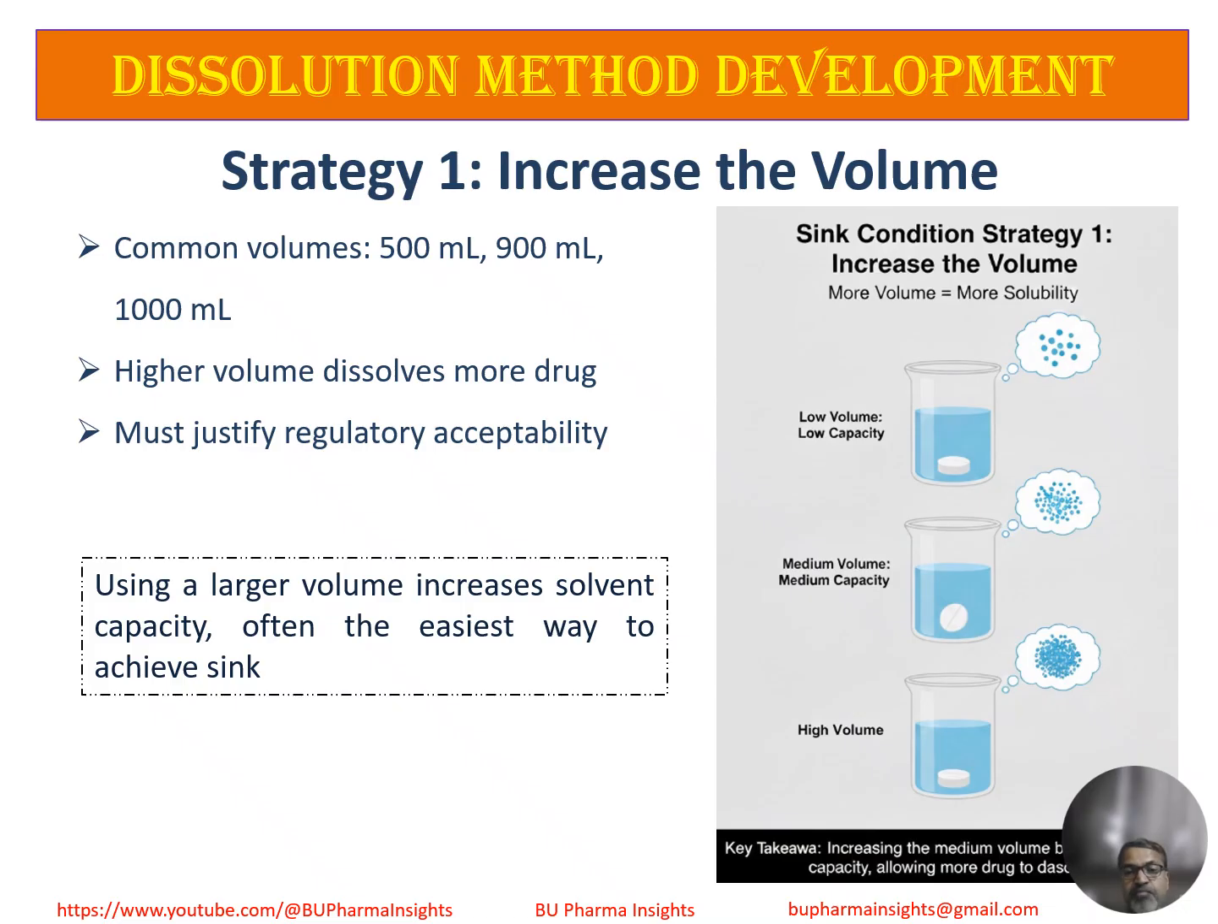Increasing the medium volume is often the simplest way to achieve sink conditions. Common volumes include 500 ml, 900 ml and 1000 ml, and higher volume allows more drug to dissolve. However, any volume increase must remain physiologically relevant and regulatory justified.